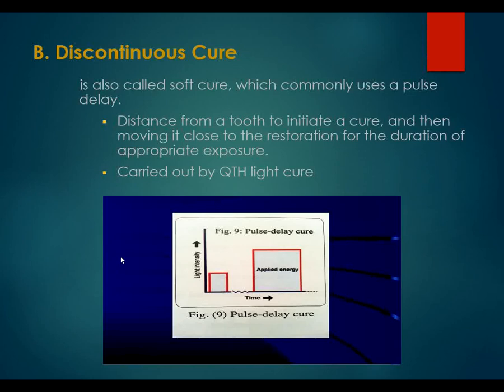So, after discussing the continuous curing, next is discontinuous cure. Discontinuous cure is also called soft cure, which commonly uses a pulse delay, with distance from a tooth to initiate a cure, and then moving it close to the restoration for the duration of appropriate exposure. It is carried out by quartz, tungsten, halogen light cure.